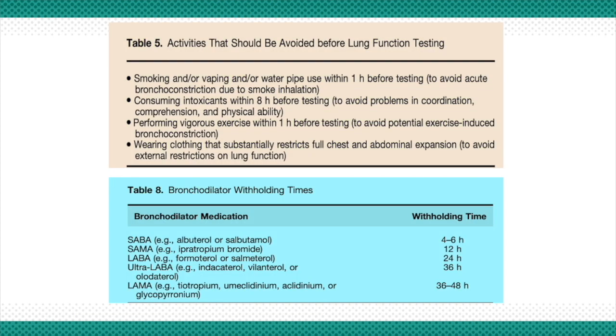There's a list of activities that should be avoided before doing a lung function testing, such as heavy exercise, heavy meals, smoking, or consuming intoxicants. And there's also a list or table of withholding times for bronchodilators. It's been mentioned that especially when you use LABAs or ultra LABAs, you may have to wait for 24 to 36 hours before you perform a spirometric test. In case you're not able to withhold that long, it has to be mentioned in the spirometry report and interpreted accordingly, but all efforts should be made to perform spirometry after adequate withholding times.